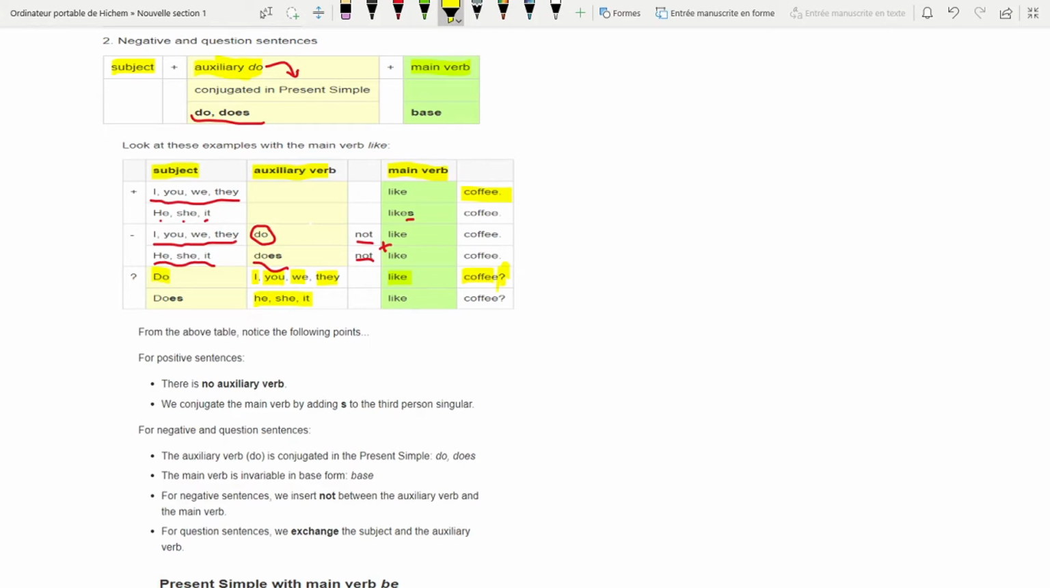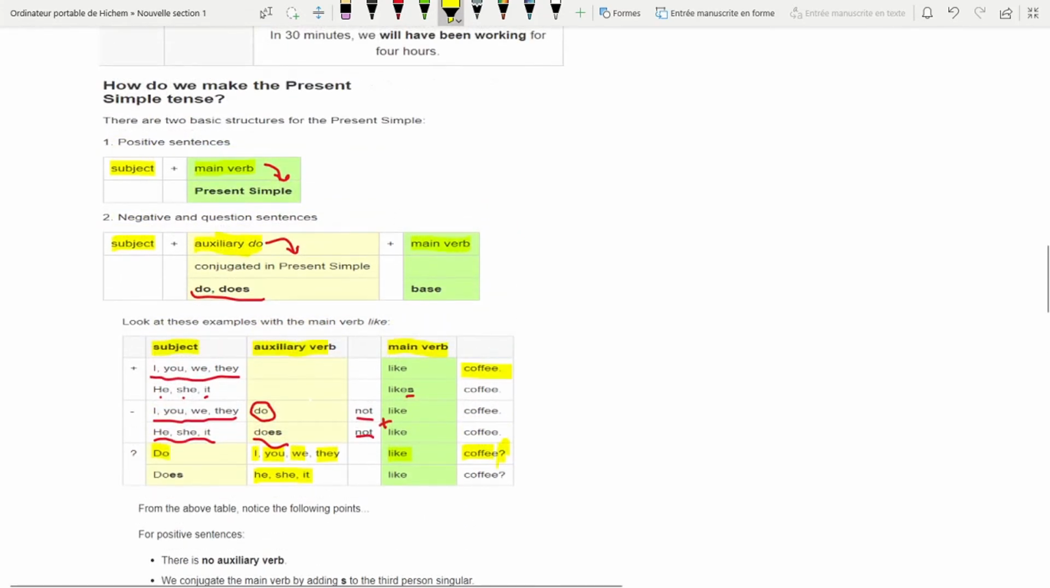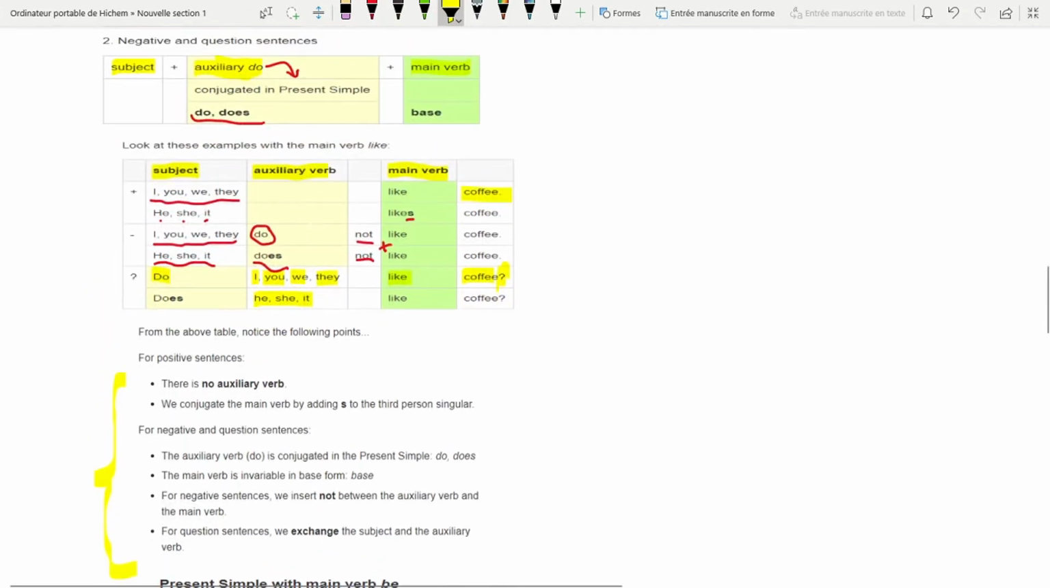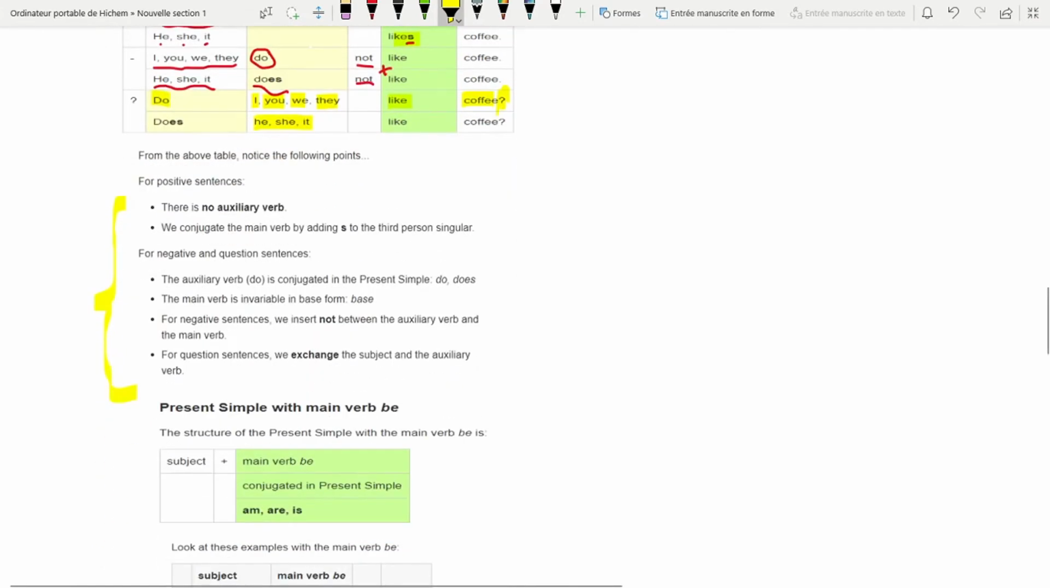Now we are going to read the notes. This is my explanation, and everything I am about to say here is a synthesis. As you can see, for positive sentences, there is no auxiliary verb. We conjugate the main verb by adding an s to the third person singular. These are the things that I explained. For negative and question sentences, the auxiliary verb, which means do or does, is conjugated in the present simple. The main verb is invariable, in base form.